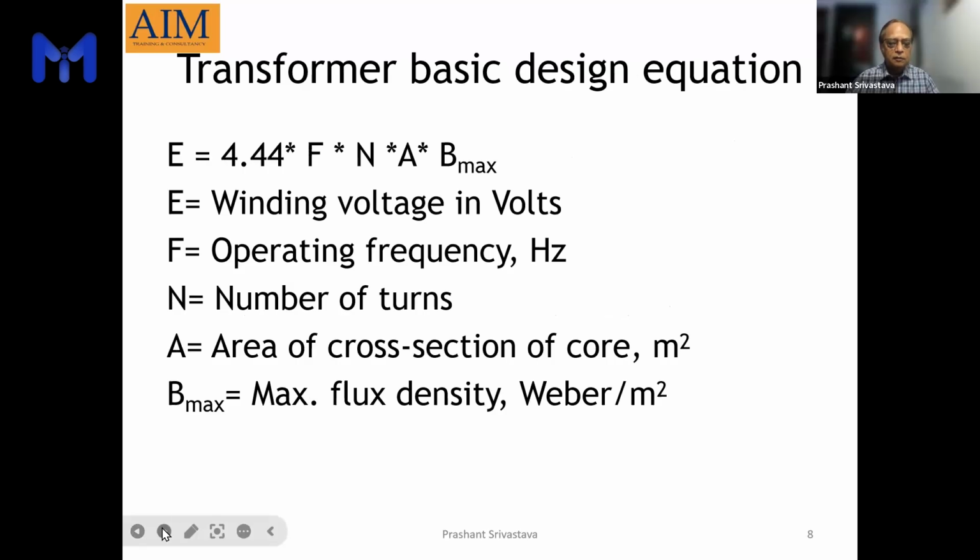Earlier, CRGO or other types of material were used which had lower flux density. Nowadays, better quality materials are available, so the transformer's cross-sectional area can be reduced for the same kVA rating, and therefore the transformer can be made much smaller, with low losses, and more efficient. Next, please.